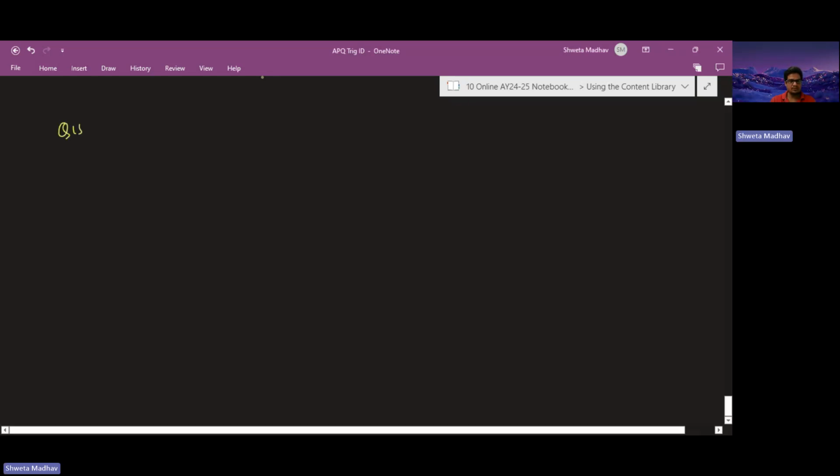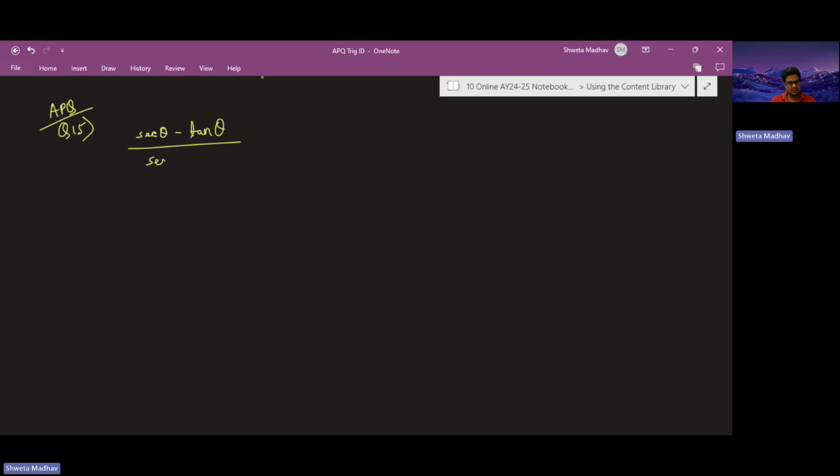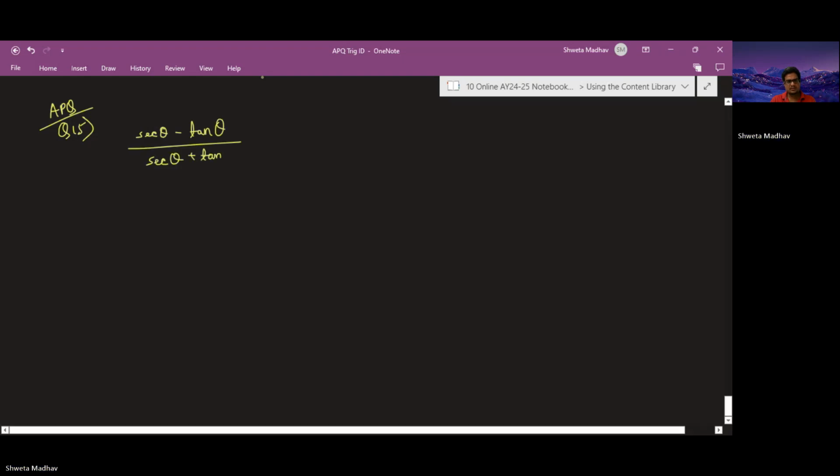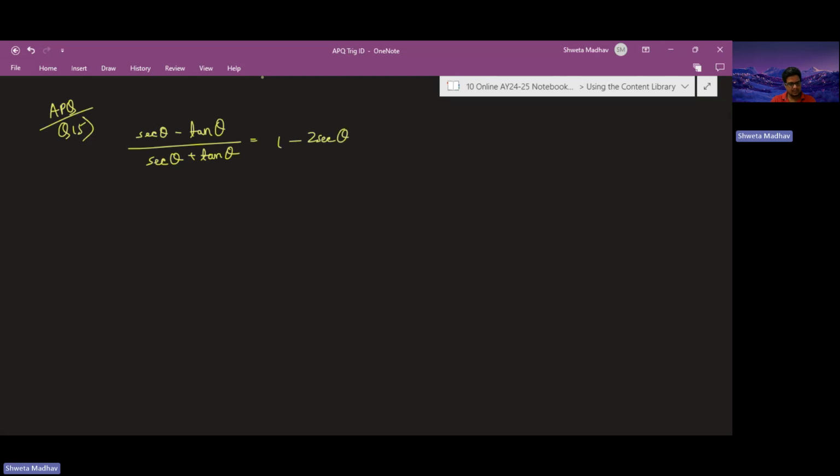In question number 15 of the additional practice questions, we have to prove that (sec theta minus tan theta) divided by (sec theta plus tan theta) is equal to 1 minus 2 sec theta tan theta plus 2 tan square theta. So in the left hand side, it is given as sec theta minus tan theta by sec theta plus tan theta.